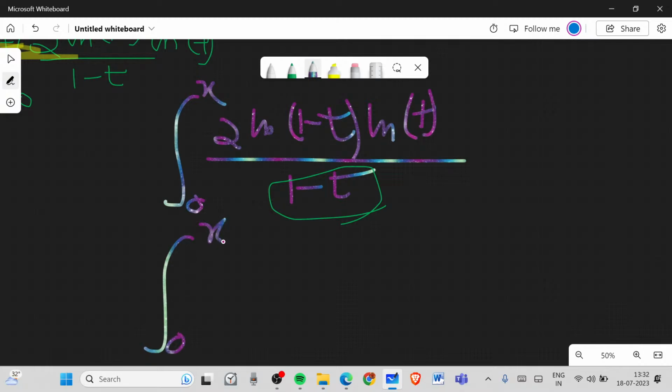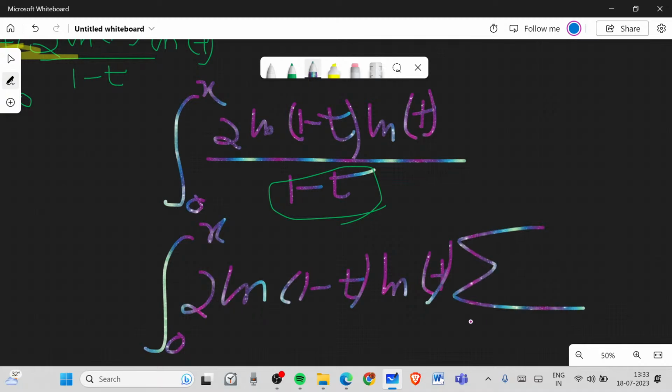Integral from 0 to x of 2 ln(1 minus t) ln t, and it's sigma r equals 0 to infinity of t to the power r. Right, I hope it's clear. And I always forget it, dt.